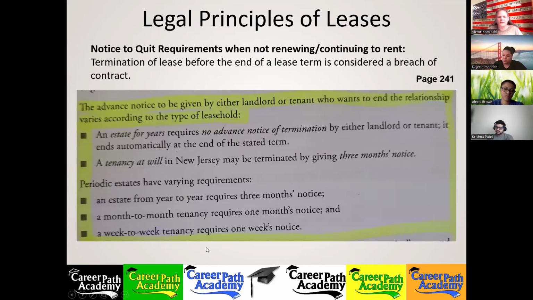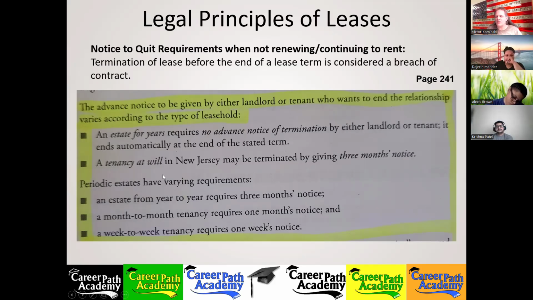Now, here's the guide about how much notice to quit is needed to be supplied to the tenant in certain circumstances, depending on the type of lease that you've got, the type of leasehold estate that you have. So once again, an estate for years, no notice is needed because there's an expiration date in the lease. When the lease expires, if you didn't sign a new one, you've got to go.